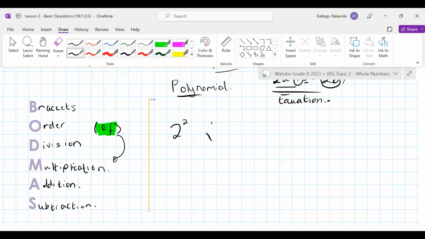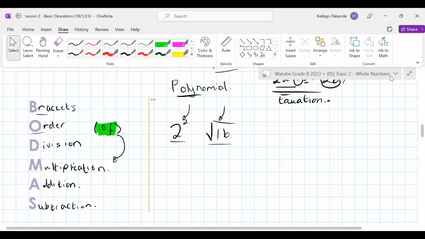When we speak about order, we're talking about exponents and surds. So these are exponents and these are your surds, okay? So after you take care of our brackets, you go and look, do I have anything squared? Do I have anything cubed? Do I have square root or cube root of anything? Because otherwise, where would you put these under? So that is where they fit in.